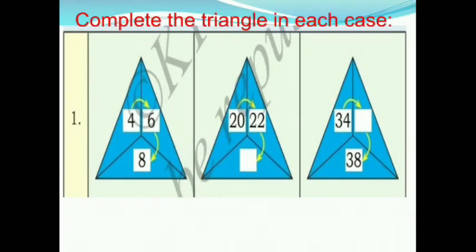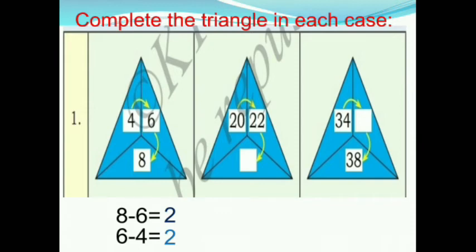Children, now we should complete the triangle in each case. Here we have triangles. Each triangle is divided into 3 parts. In the first triangle we have 4, 6, 8 in the 3 parts. We should find the difference of each part. 8 minus 6 is equal to 2. 6 minus 4 is equal to 2. So the difference between each part is 2. So we should add 2 to each.